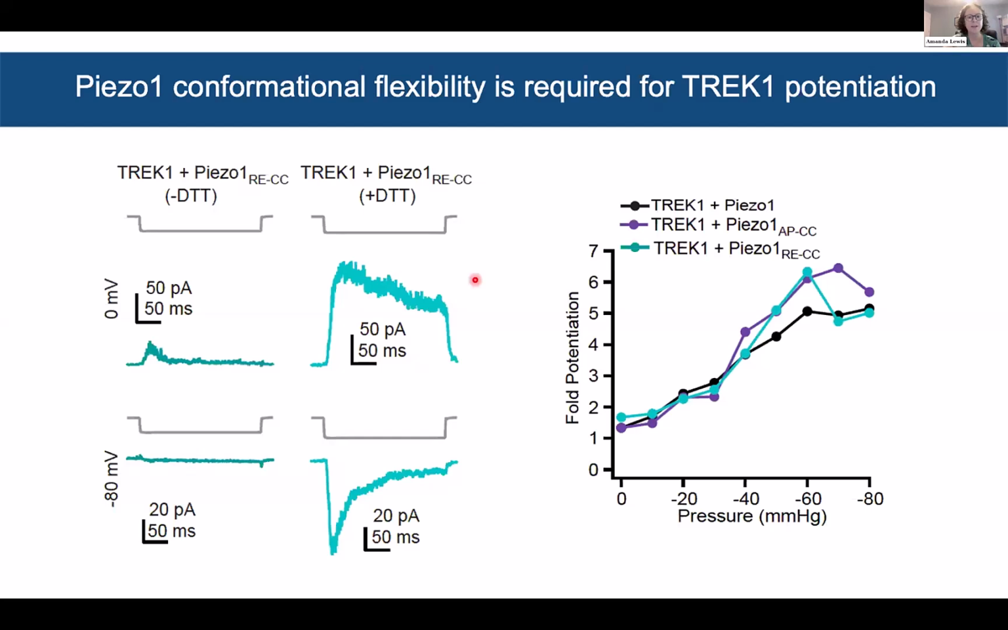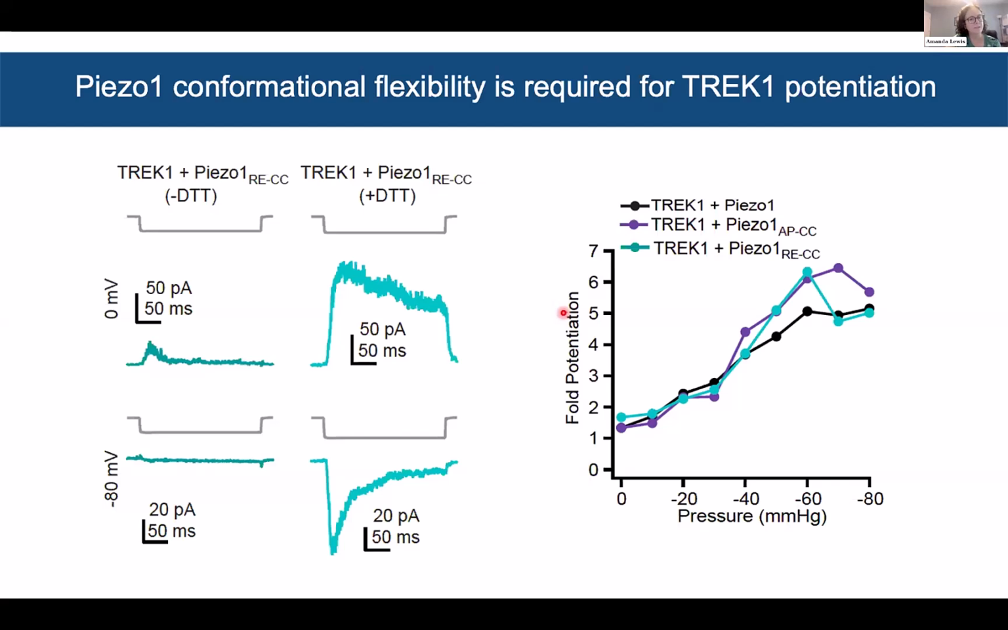And this is true both for the cap to blade mutation, as well as for the within cap mutation, this AP to CC. So in the presence of DTT, they both potentiate TREC1 equivalently to wild type piezo1. So what this experiment tells us is that full conformational flexibility of piezo1 is absolutely required for it to potentiate TREC1. So when the DTT is not present, it cannot potentiate. So even though the channel does not need to permeate, it does need to gate.